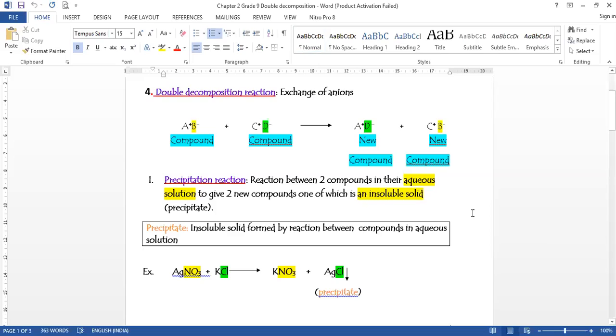precipitation reaction and neutralization reaction. Okay, so first we will discuss precipitation reaction. When I was giving you an introduction of all these reactions, I had told you what a precipitate was, if you remember. So the same thing was shared on the screen also. A precipitate is an insoluble solid formed by the reaction between two compounds in their aqueous solution.